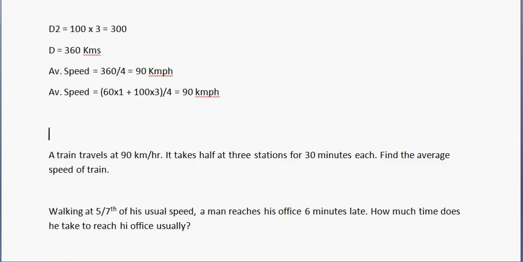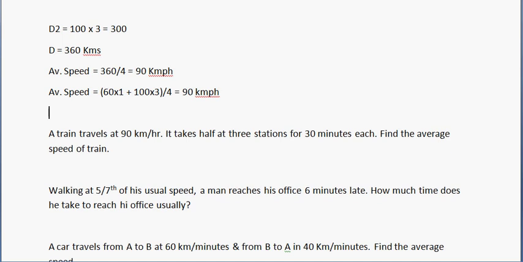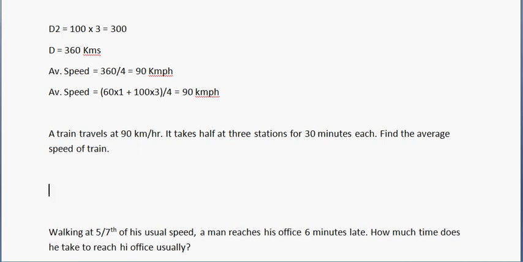Let's go to a slightly complex question which says, so it's not complex, rather it would again clear our concept of average speed. A train travels at 90 km per hour. It takes a halt at 3 stations for 30 minutes each. Find the average speed of the train, right? So the question is incomplete.